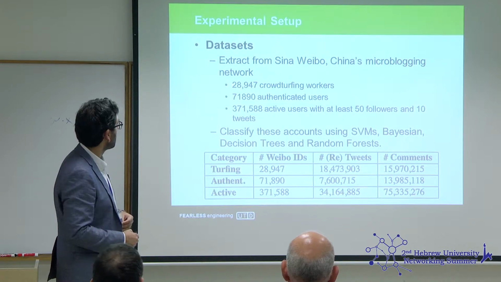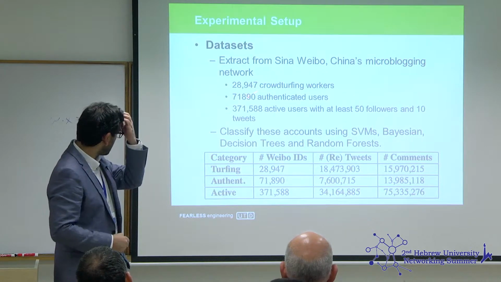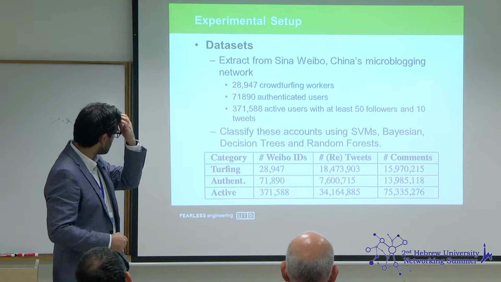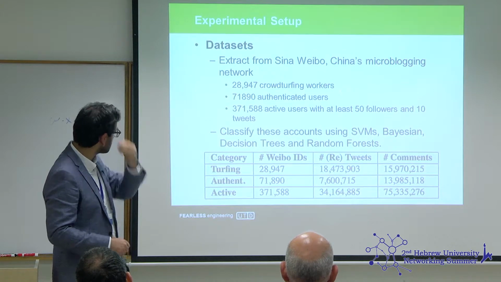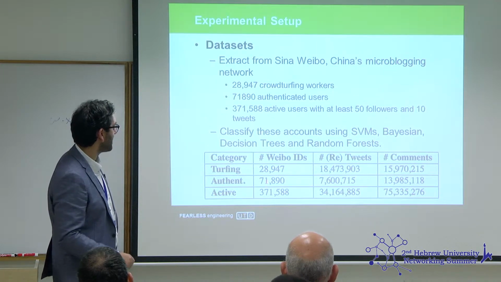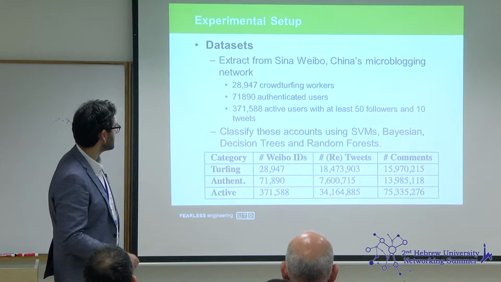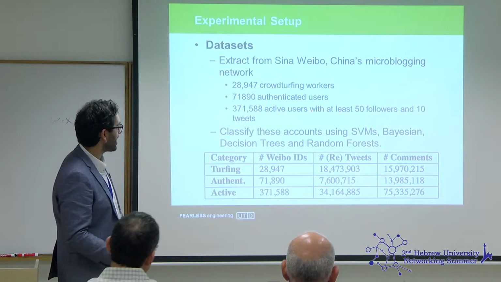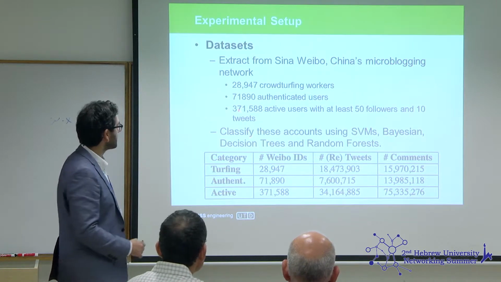They have this many known crowdturfing accounts, this many authenticated legitimate users, and they have this many users. And then these are the number of IDs they have. And then they try to classify these accounts, these active accounts.